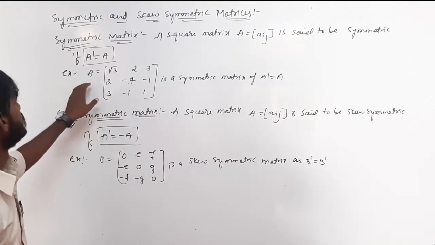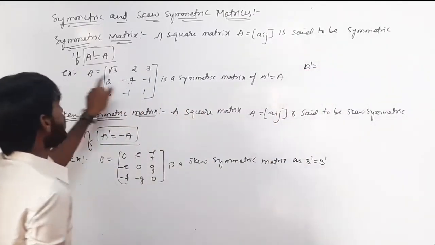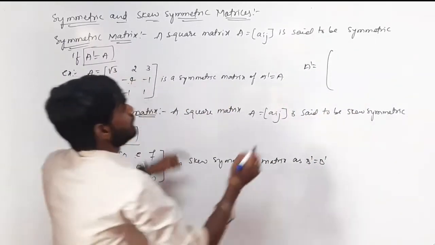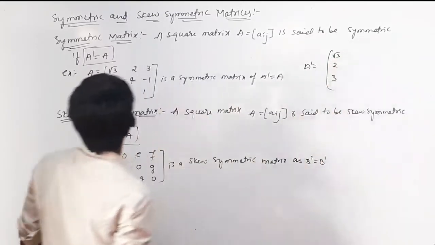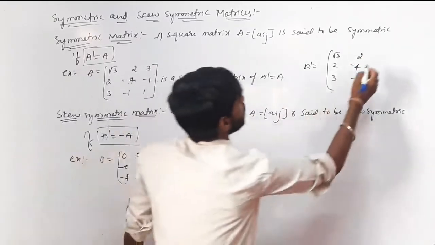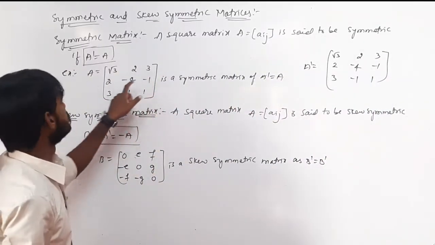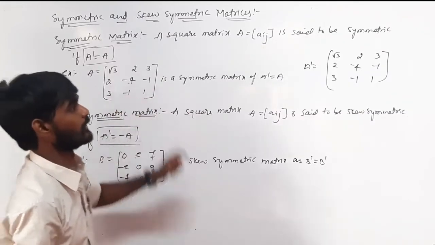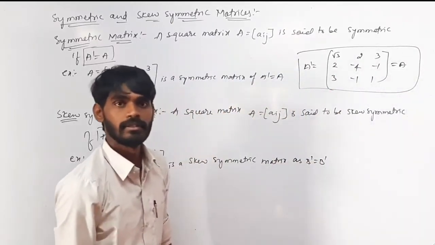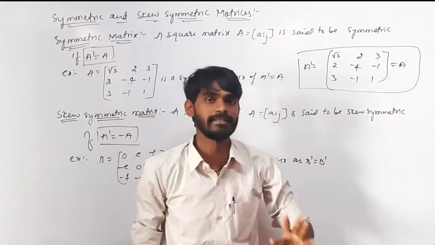For example, this A matrix. Now I am going to take the transpose of this matrix, A dash is equal to, so interchanging rows into columns. So root 3, 2, 3; next 2, minus 4, minus 1; 3, minus 1, 1. So check out here: root 3, 2, 3; 2, minus 4, minus 1; 3, minus 1, 1. So this matrix is equal to A. So A dash is equal to A. A square matrix whose transpose is equal to A is called a symmetric matrix.